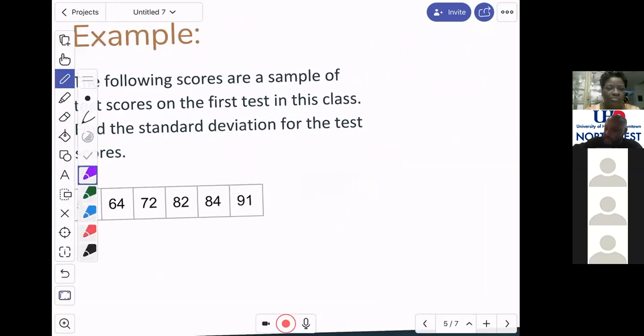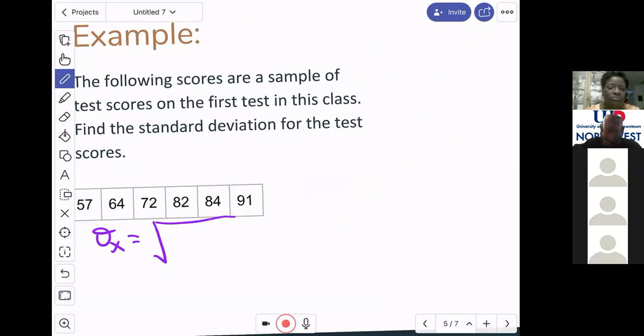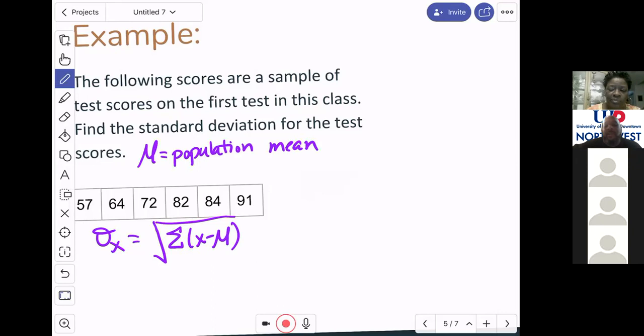There's sigma, which is the population value. If I want to find sigma x, sigma x is equal to the square root of the big Greek letter sigma, which stands for the sum of, x minus mu. You may not know what mu is because I don't think I ever told you. Mu is equal to the population mean.